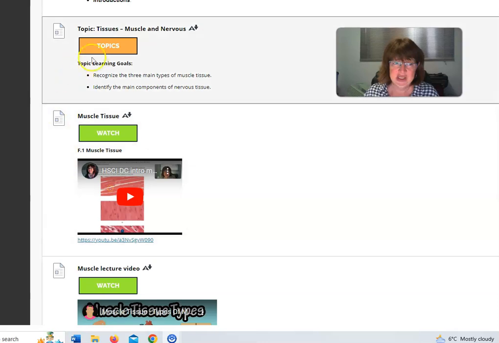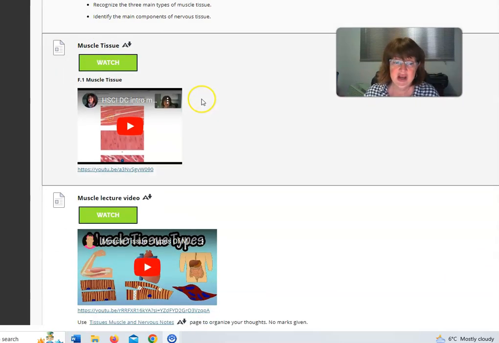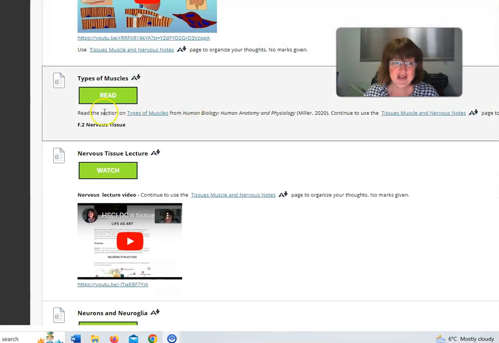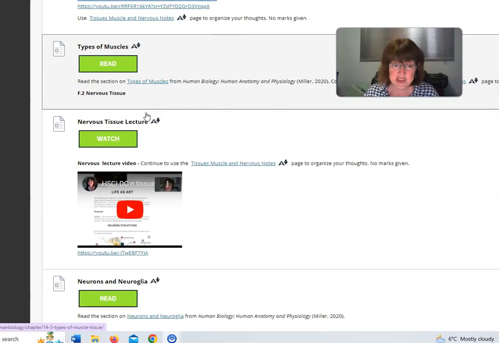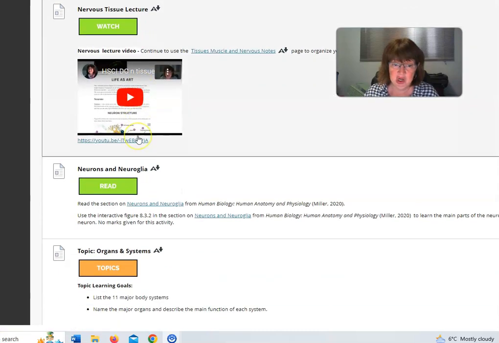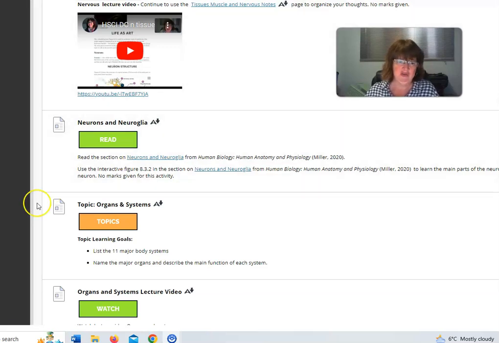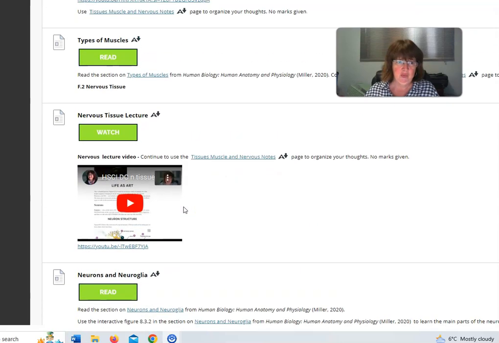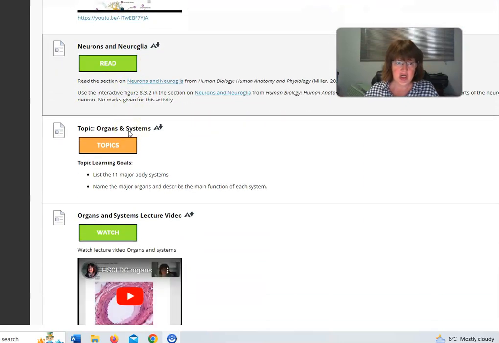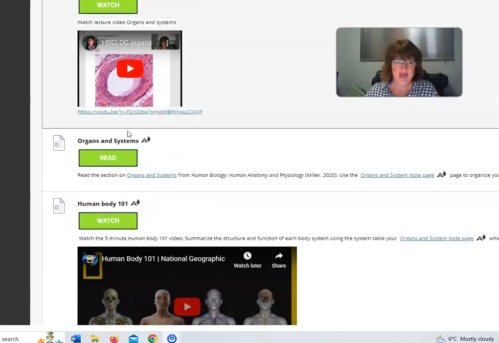So there are your topics. When we look at muscle, we are looking at 3 types of muscle. And when you look at nervous tissue, you're looking at 2 types of tissue there. So there are little videos, and the note sheet. And please use the note sheets, because those are excellent sources. If you learn all the information on your note sheets, you'll be ready to go for your exam. So there's our nervous tissue, our muscle tissue, our organ information.